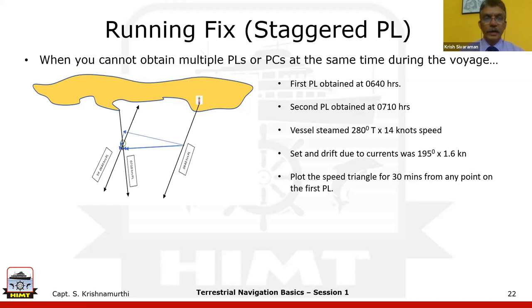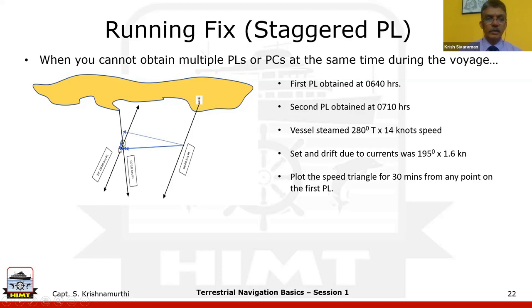Okay, but the only way to know where you were at 0710 is to transfer this position line so that it passes through that particular point and see where it cuts the second position line. So that is your position. Can you see that? You are literally transferring your position line. This is your transferred position line from 0640. You transferred your position line by an amount equal to that much.